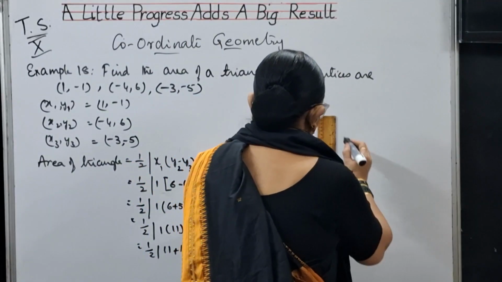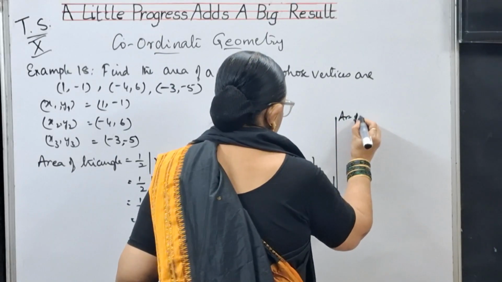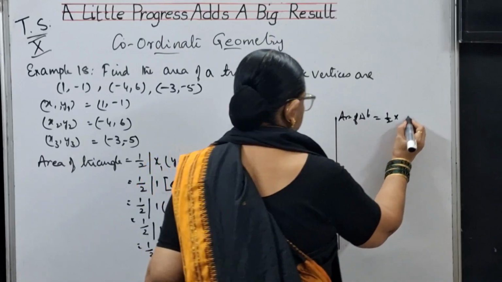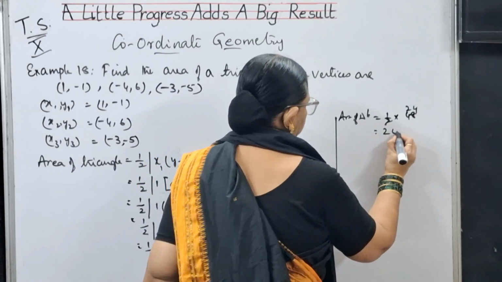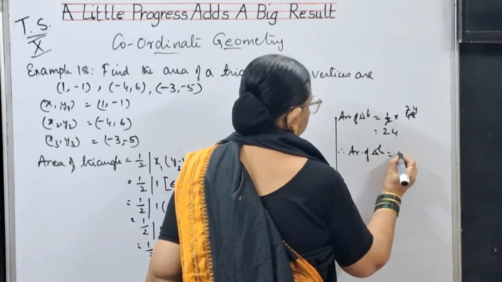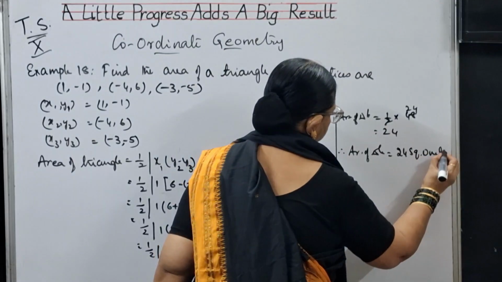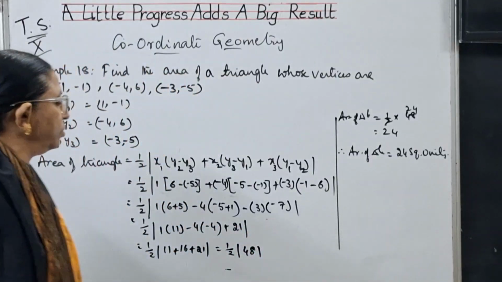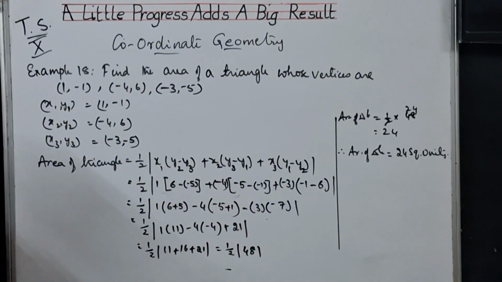So area of triangle is equal to half into 48. So 2 2s are 2 4s are, that is 24. Therefore area of triangle is equal to 24 square units. This is the answer, children. Please note it down. So if you know the formula, doing the sum is very easy.